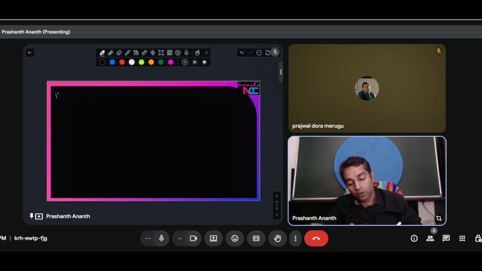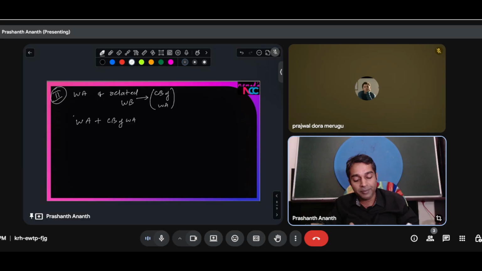Case number 2 we are going to be studying is going to be a weak acid and something related to it, a related weak base, which is nothing but the conjugate base of the weak acid. So this is going to be a case where we are considering something like a weak acid plus the conjugate base of the weak acid in the same solution. Or it can of course be a weak base plus the conjugate acid of the weak base in the same solution.